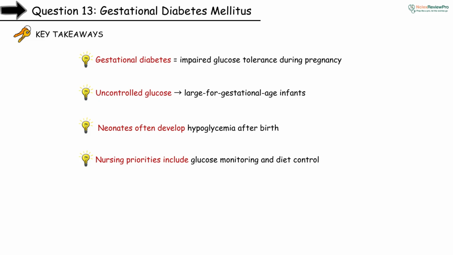Gestational diabetes represents impaired glucose tolerance during pregnancy, and when maternal glucose is not well controlled, it leads to fetal hyperinsulinemia, resulting in macrosomia before birth and neonatal hypoglycemia after birth, which is why nursing priorities focus on regular glucose monitoring and effective dietary management to maintain stable maternal glucose levels. Now let's move on to the next question.